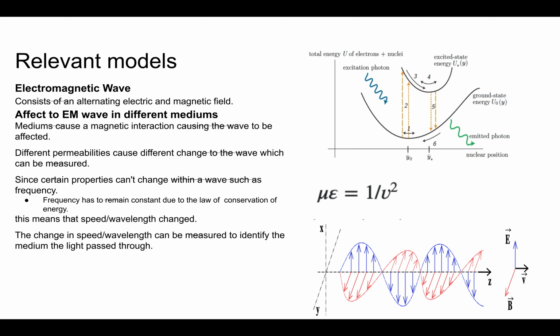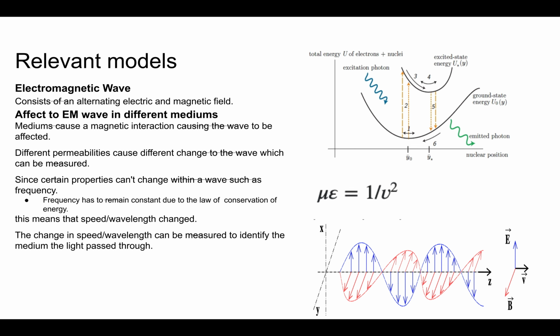So, some relevant models. We need to know what an electromagnetic wave is to do this, and an electromagnetic wave consists of an alternating electric and magnetic field, which you can see in the bottom right. And these waves can be affected by mediums because mediums cause a magnetic interaction causing the wave to be affected. Different permeabilities of mediums cause different changes to the wave which can be measured.